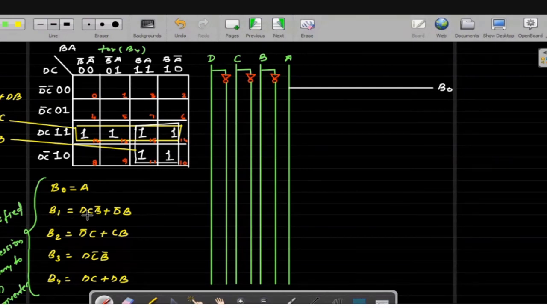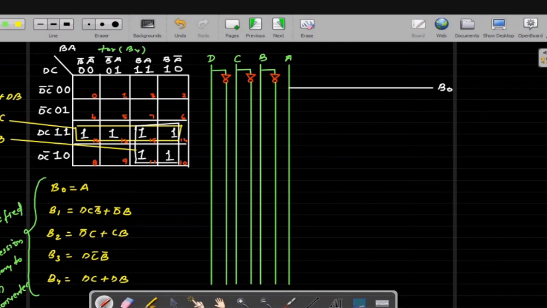Then second, B1 is again an SOP, which you can implement with AND-OR logic. You require two AND gates: one whose inputs will be D, C, and B bar, and another AND gate whose inputs will be D bar and B, and then a 2-input OR gate is required to implement this B1. So I am going to do that. I'll first try to make one AND gate.